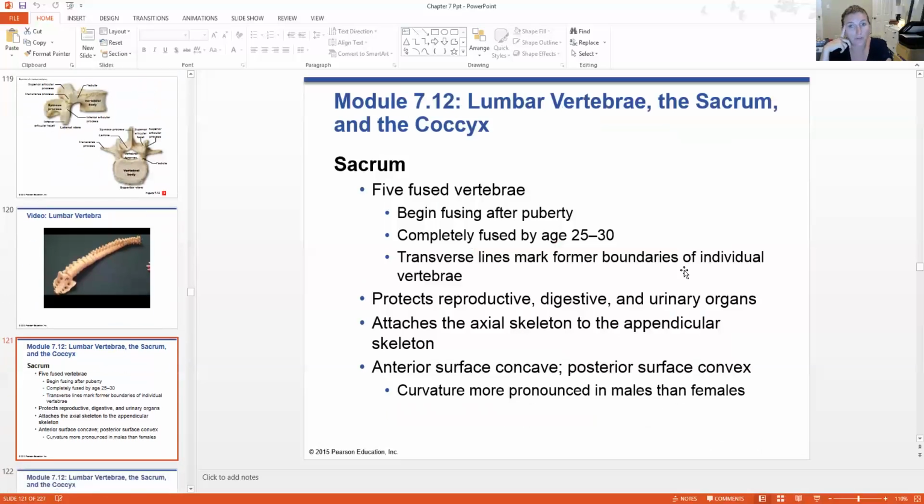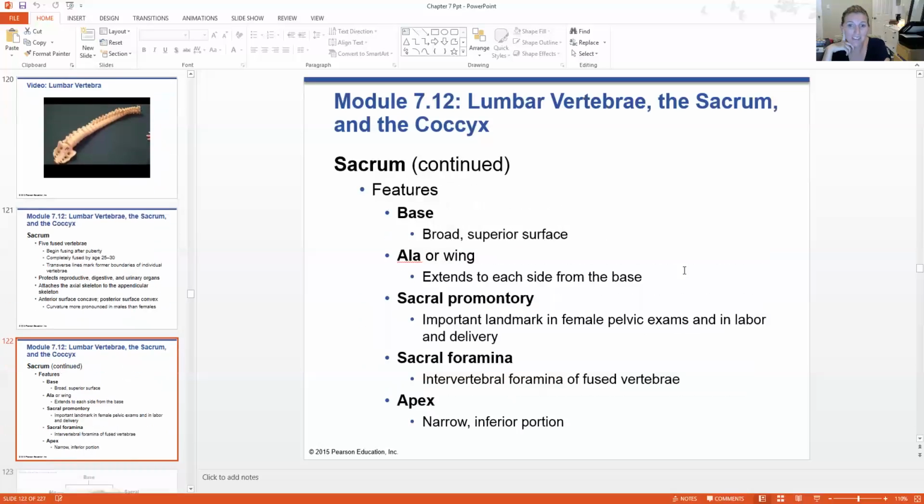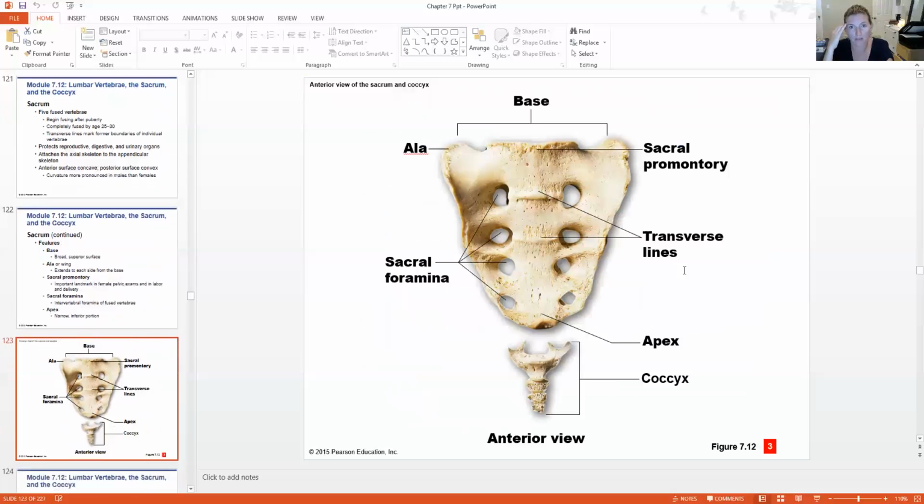Sacrum are 5 fused vertebrae. They begin fusing after puberty. They're completely fused by about 25 or 30. The purpose is for protection of the digestive, reproductive, and urinary organs. And there's a base, an ala or wing, a sacral promontory, a sacral foramina, and an apex. Just terms identifying special parts of the sacrum itself. There they are, sacral foramina, transverse lines, etc.